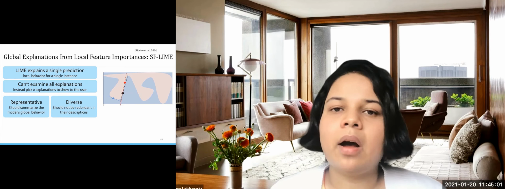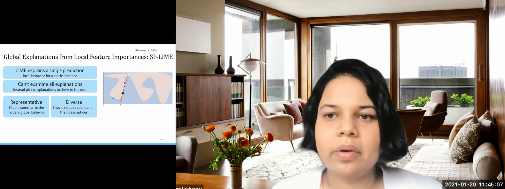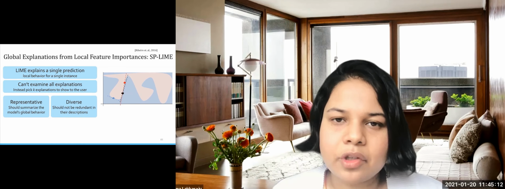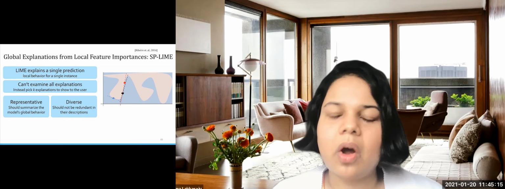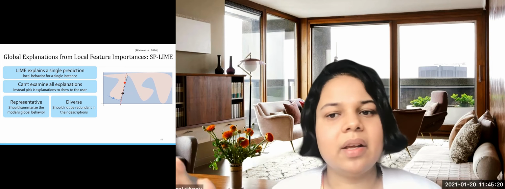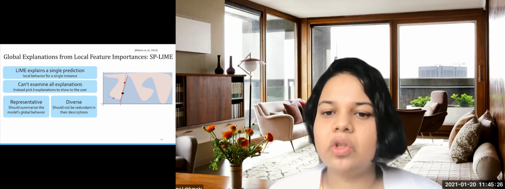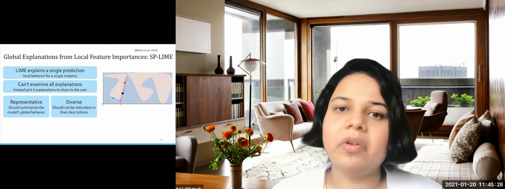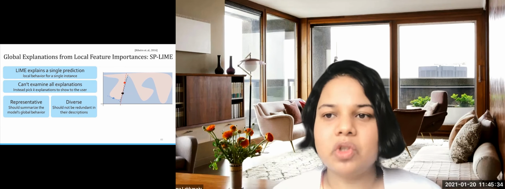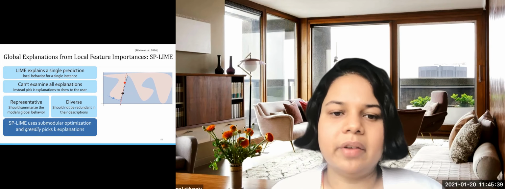For example, let's look at the red, blue, and black dots on the screen right now. Each of those could correspond to a local explanation, right? Now, if we pick the explanation corresponding to the black dot, it would be redundant to pick the explanation corresponding to the red dot, because essentially they correspond to a very similar hyperplane. On the other hand, once we pick the explanation corresponding to the black dot, it would be useful to pick the explanation corresponding to the blue dot because it adds diversity. It captures a new hyperplane, right, which approximates model behavior in a particular local region.